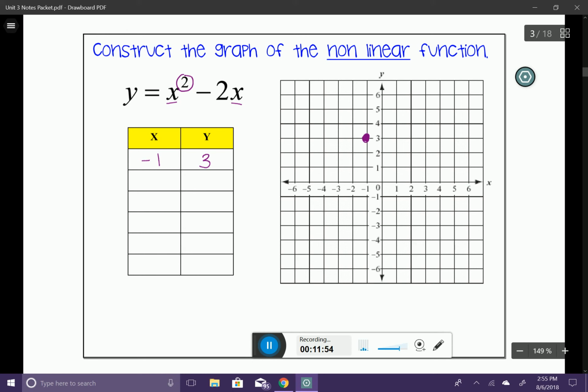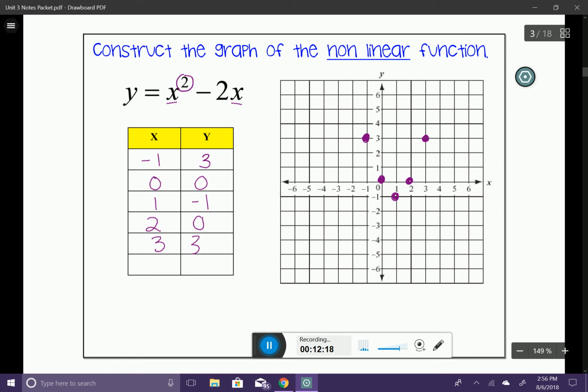And I'm just going to go straight down. 0, 0, that looks like another great one. And then 1, -1 is another one. 1, -1. And what do we have? 2, 0. And keep going. 3, 3. And are there any more?